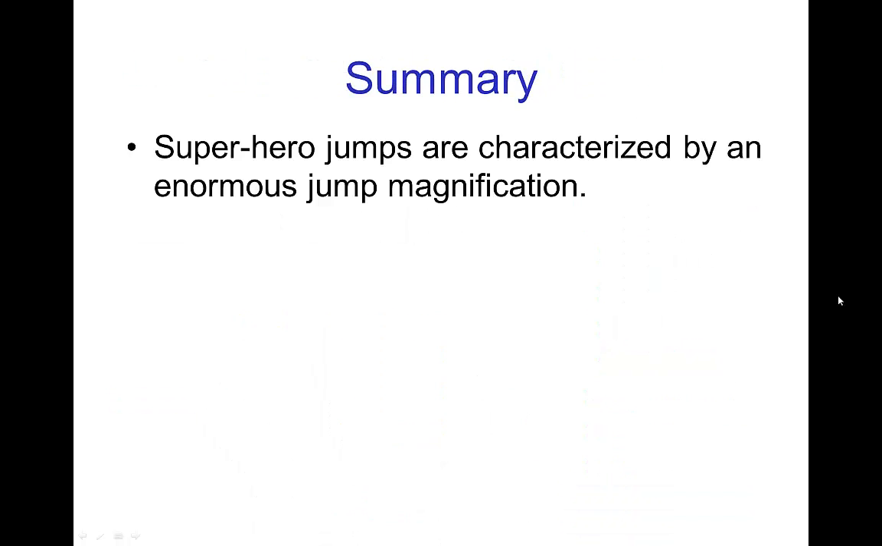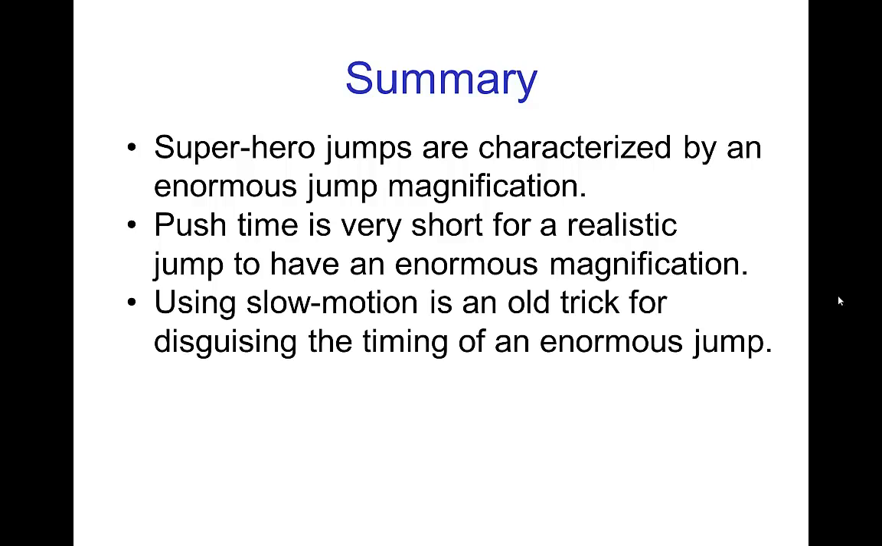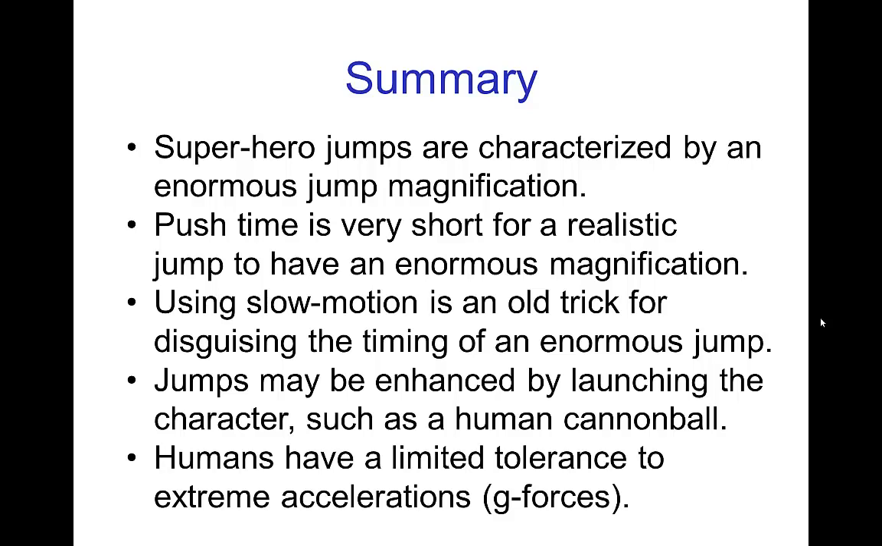So in summary, superhero jumps are characterized by an enormous jump magnification. The push time is very short for a realistic jump to have an enormous jump magnification. Using slow motion is an old trick for disguising the timing of an enormous jump. It's not used as much anymore because it became somewhat stylized, but it's still useful from time to time. Jumps may be enhanced by launching a character, such as the human cannonball as the extreme example. But there are limits, because humans have a limited tolerance for extreme accelerations, sometimes called G forces.